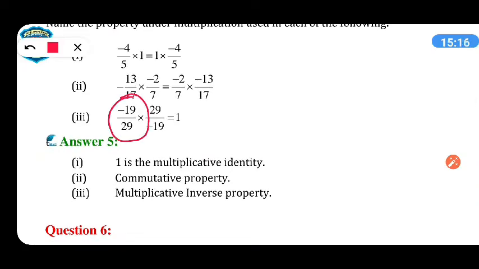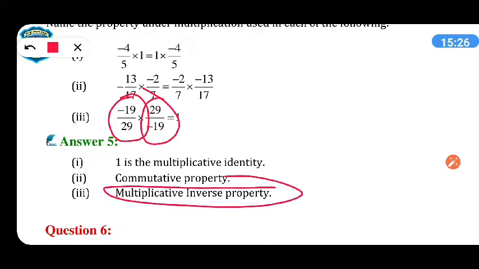Minus 19 upon 29 and 29 upon minus 19. Are these reciprocal? Yes, multiplicative inverse. So this is what? Multiplicative inverse property. Understood? Now let us move to the next question.